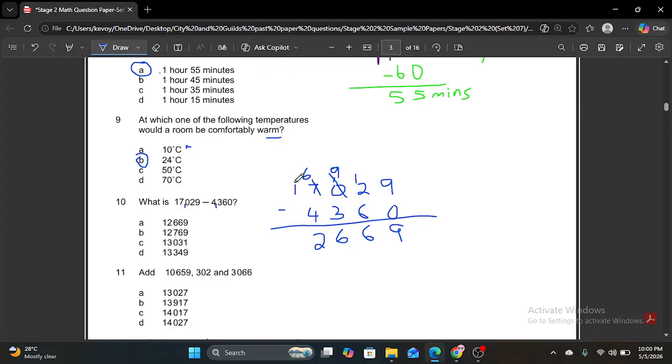And we have a 1 right here. So we'll just put it back because no digit was there. So we'll just put the 1 back where it should be. So in all, we have 12,669. All right, so that's the answer for number 10.